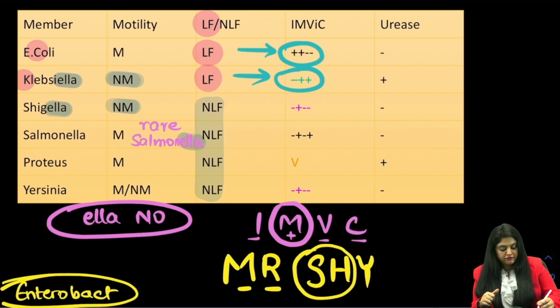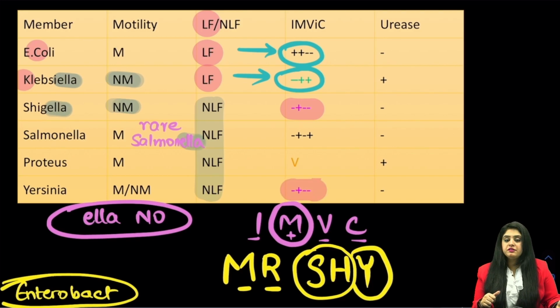You can check for yourself. देखो Shigella में क्या positive है? Only methyl red. Y for what? Yersinia. Check कर लो. Yersinia में क्या positive है? Only methyl red. So what is methyl red? I am red and shy. So Shigella and Yersinia. Sorted.